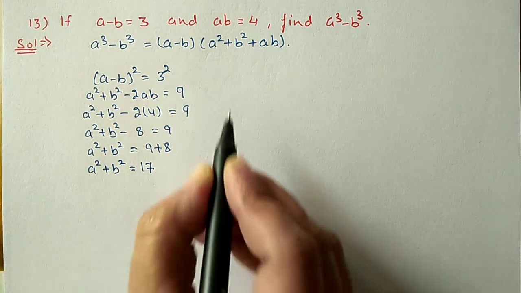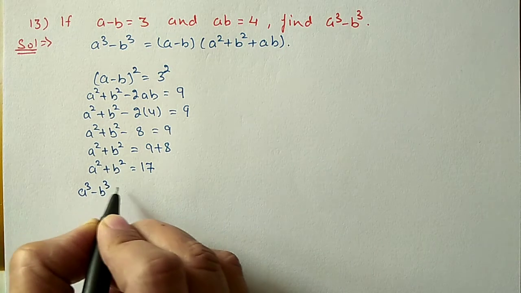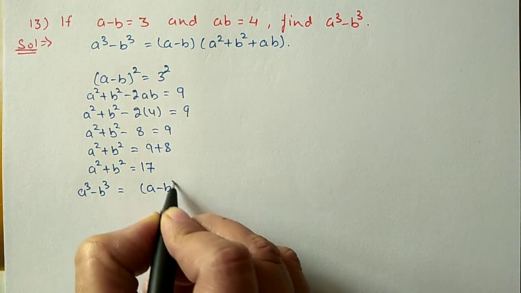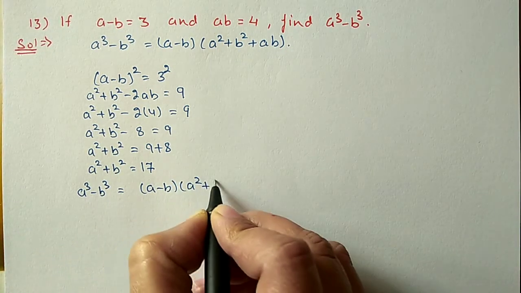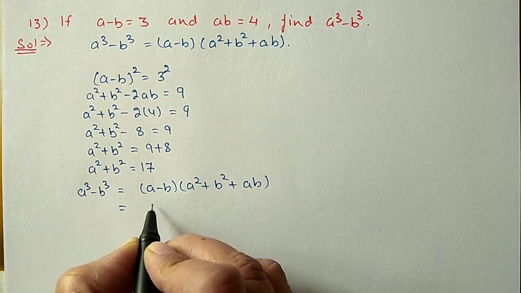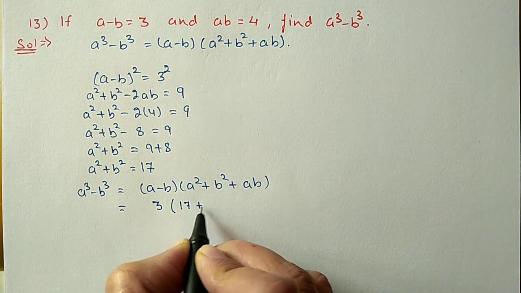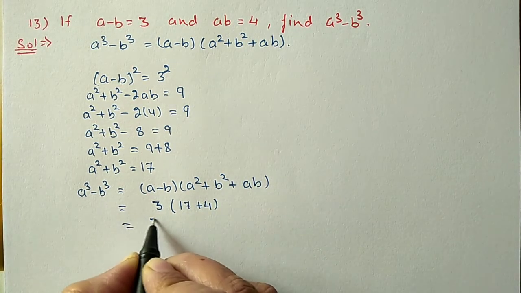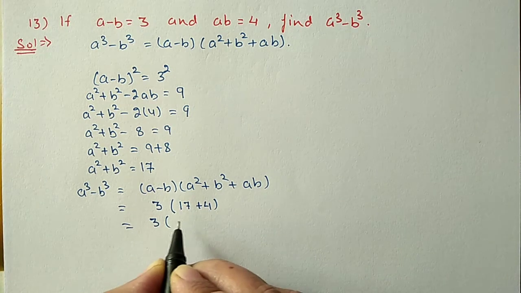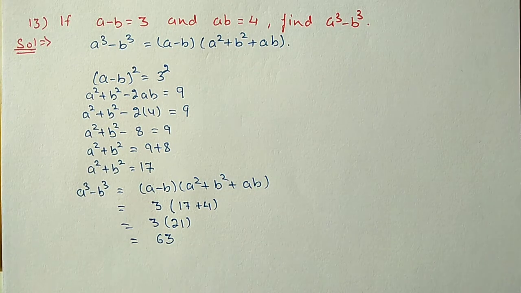Now this value we will substitute here in this formula. So a cube minus b cube is equal to a minus b, a square plus b square plus ab. A minus b value is 3, a square plus b square is 17, ab is 4. So 3 into 17 plus 4 is 21, 3 into 21 is equal to 63.